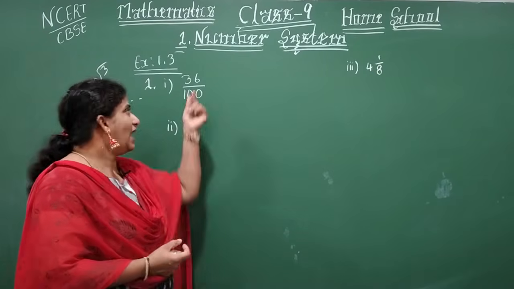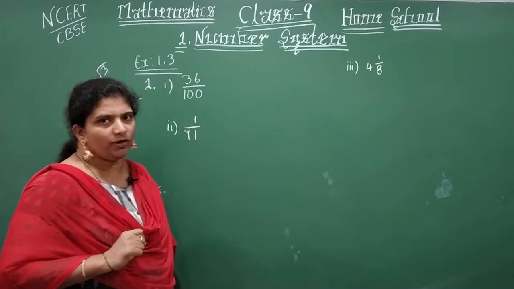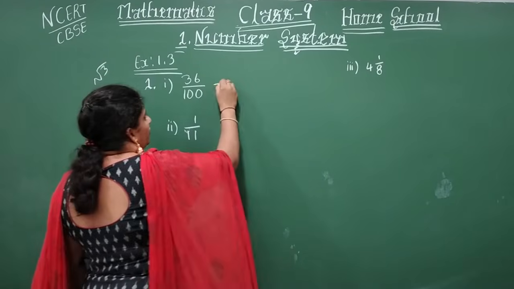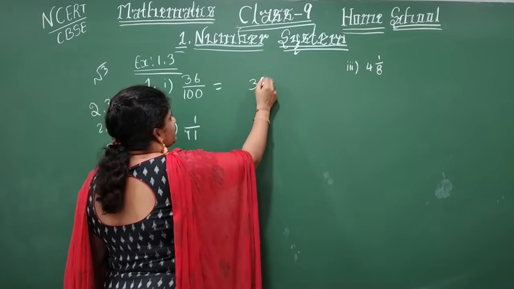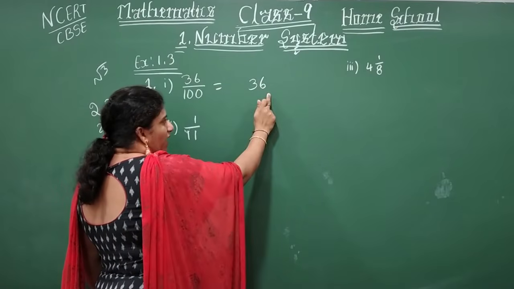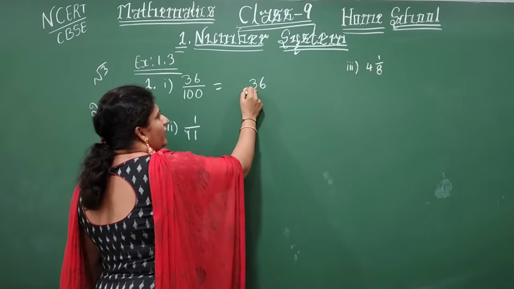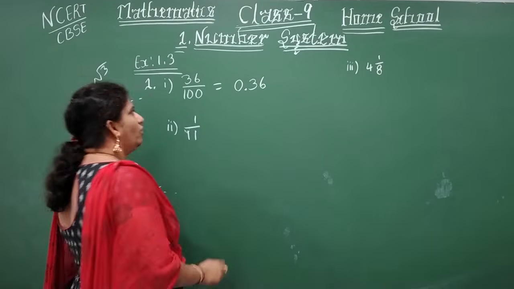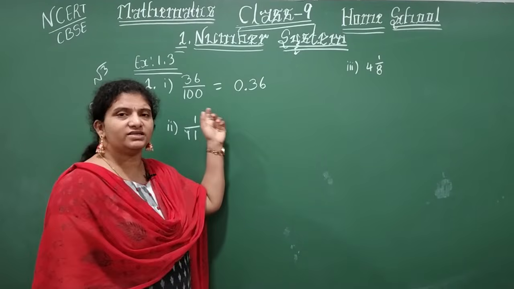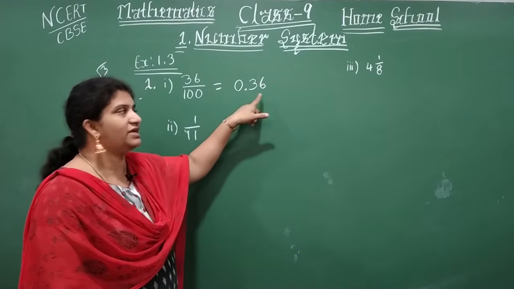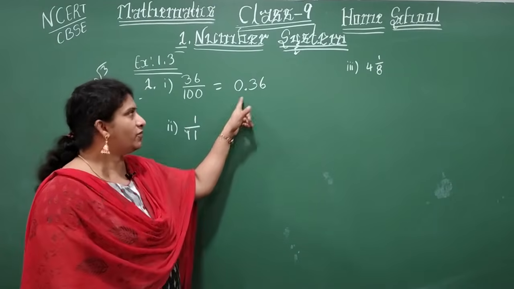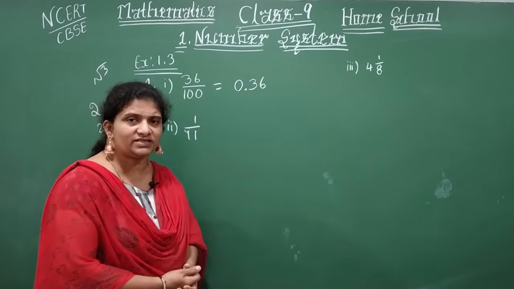100th means after 2 decimals you put a point. That is the decimal point. Look here: 3, 6. From the right side, 1, 2. Put a point and write 0 here. What's this value, children? 36 by 100 can be written as 0.36. 0.36, there is an end of this decimal.